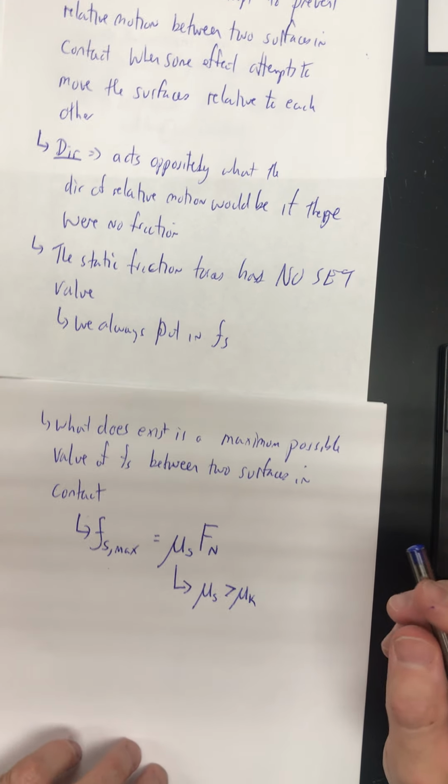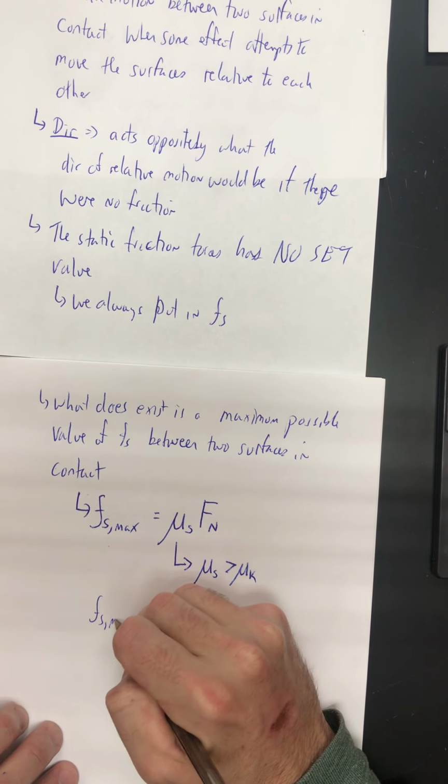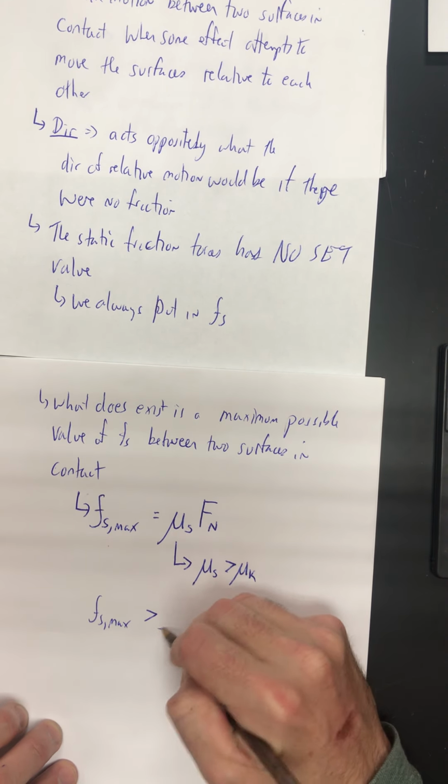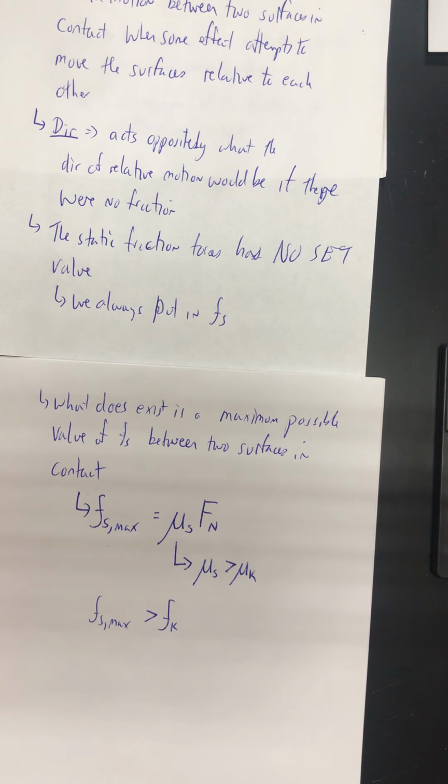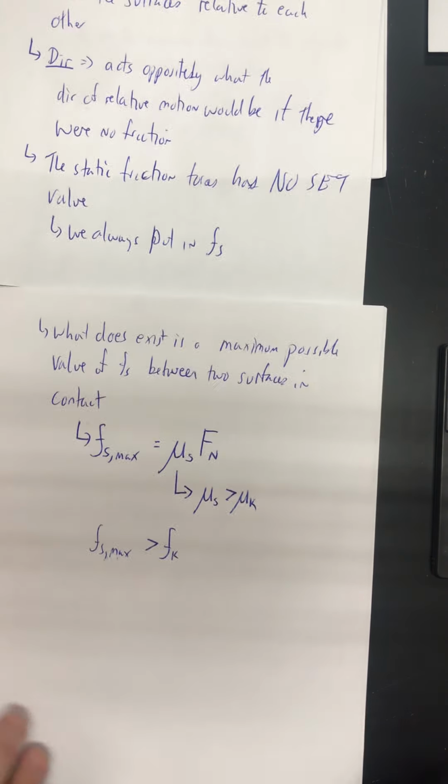The physical phenomenon then is that Fs max between any two surfaces has to be greater than Fk between two surfaces. We wouldn't say the static friction is always bigger than the kinetic friction. That's false. But the maximum possible value of static friction between surfaces is always bigger than the kinetic friction. That's why it's harder to get it to go than to keep it going. That's what that comes down to.